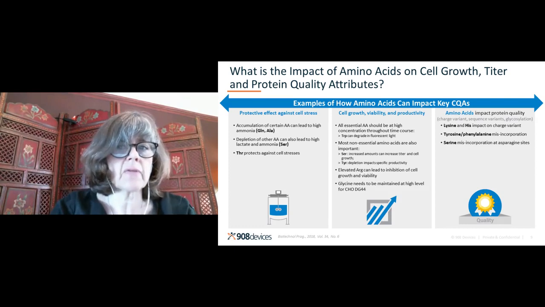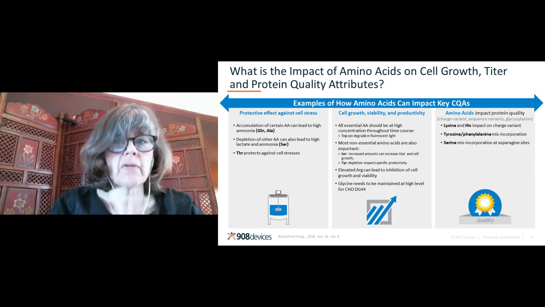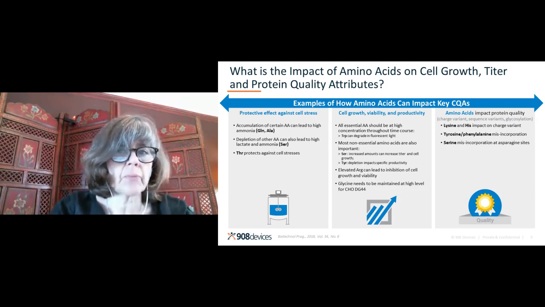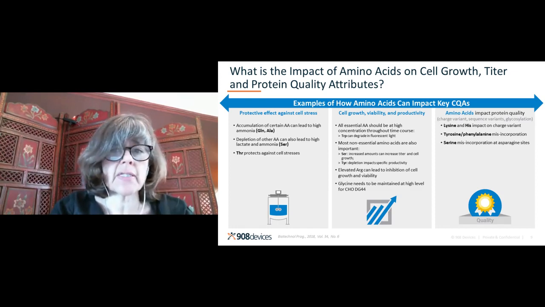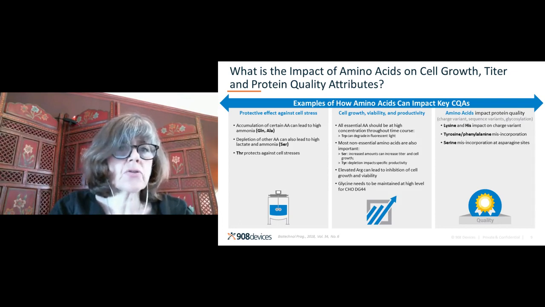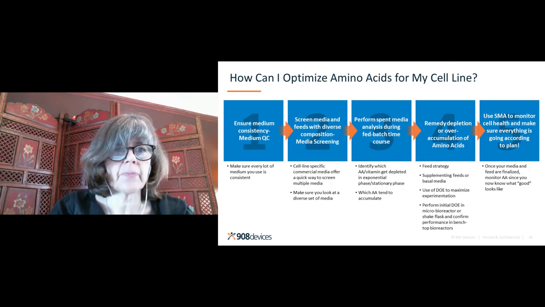And then there are amino acid specificities for protein quality attributes. I showed the example of serine misincorporation at asparagine sites. Tyrosine and phenylalanine misincorporation can also happen, and so these need to be well balanced as well. And then lysine and histidine can have an impact on charge variants. And these are just some examples. There are lots of examples in the literature. Actually, I listed here a review that talks about all these different details.